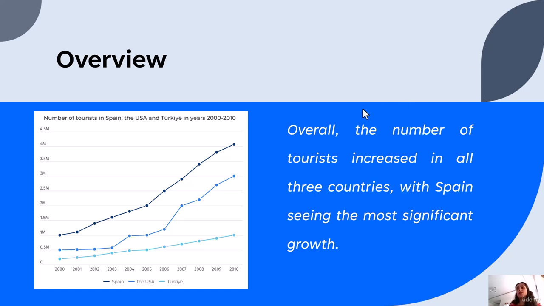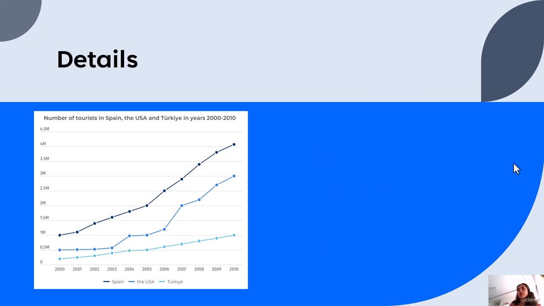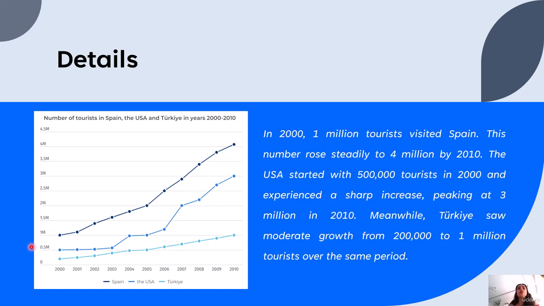Then we go for details. In the details section, you should provide more specific information and comparisons. Group related data together and use paragraphs to organize your response. For instance, in 2000, 1 million tourists visited Spain. This number rose steadily to 4 million by 2010.